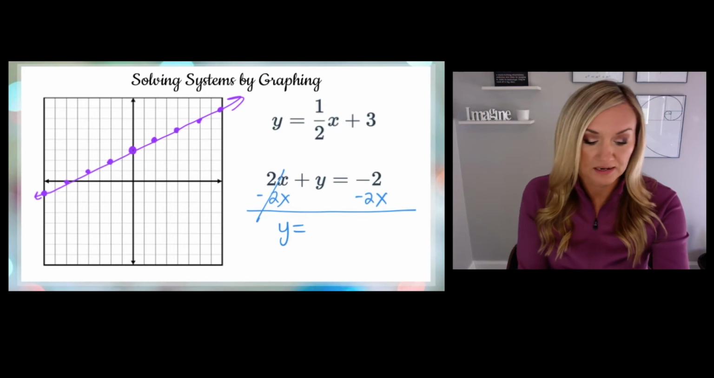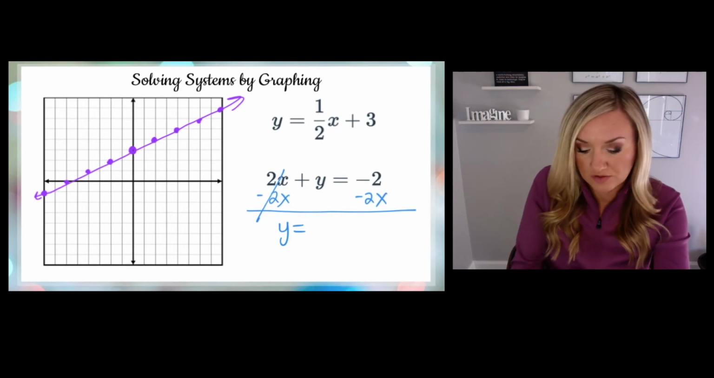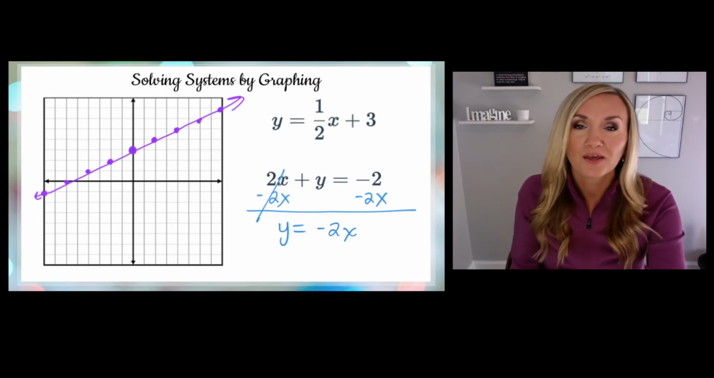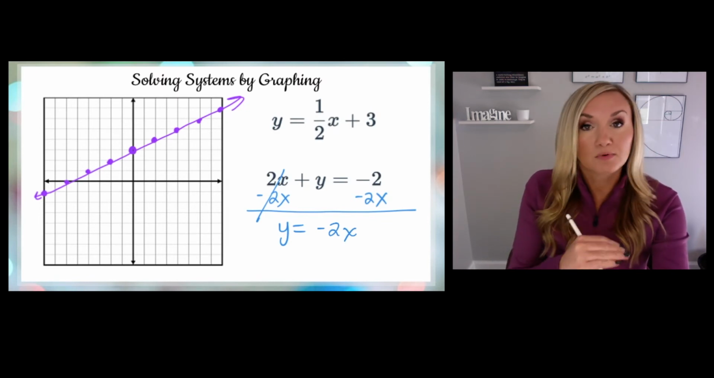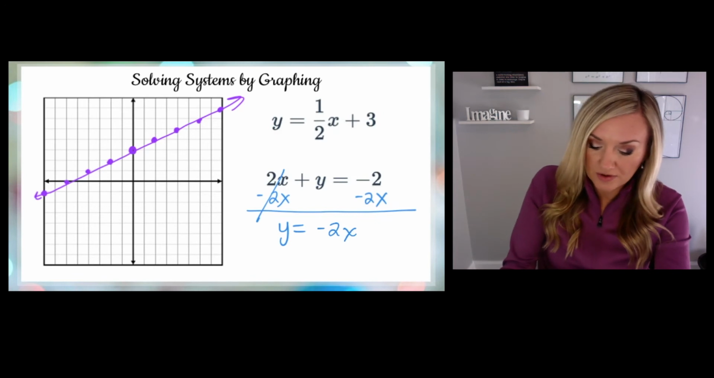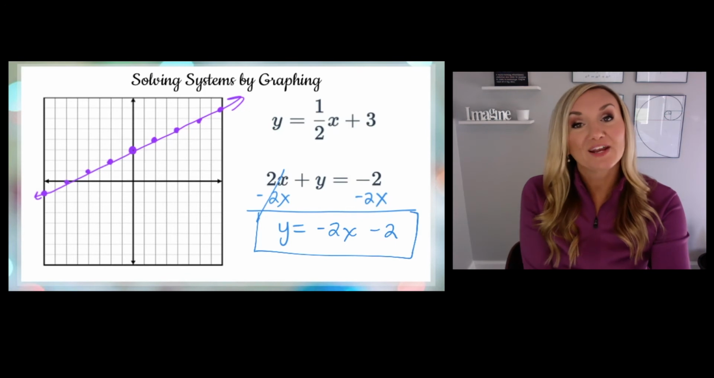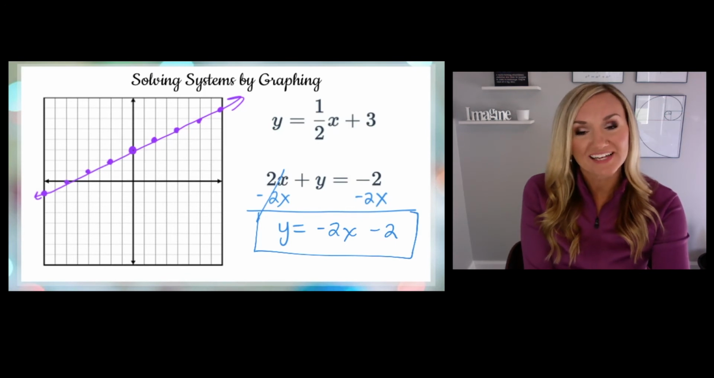We cannot combine them, but we can write them next to each other. And I'm going to choose to write the 2x first because in slope-intercept form, the number in front of x goes first, then our variable x, and then the subtract 2. Now let's go ahead and graph that and see where these two lines intersect.